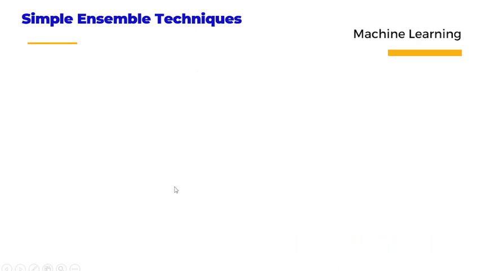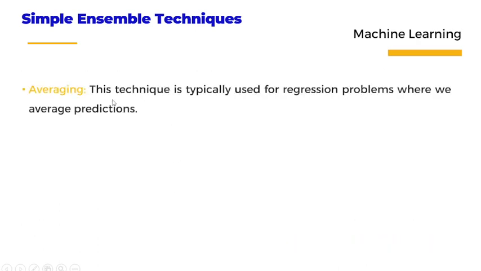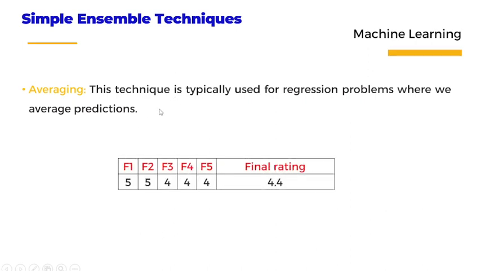Now the next one is averaging. In this method we take the average of predictions from all the models and use it to make the final prediction. Averaging can be used for making predictions in regression problems or while calculating the probabilities for classification problems. The same example we will continue here. We take the average of all these ratings: 5 plus 5 plus 4 plus 4 plus 4 divided by total friends, 5, is equal to 4.4. So here we are getting 4.4 as the average rating.